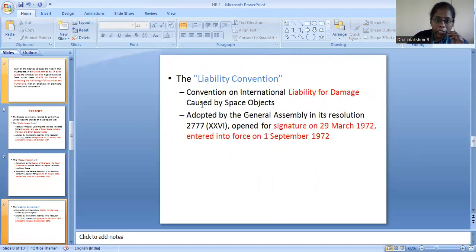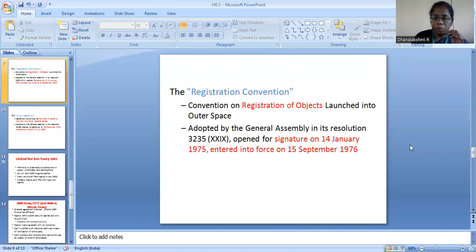The third treaty is the Liability Convention. As the name itself tells you, it is the convention on international liability for damage caused by space objects. So the nation which is causing damage is liable for it, and that will be taken care of by this Liability Convention. It was signed in March 1972 and came into force in September 1972.